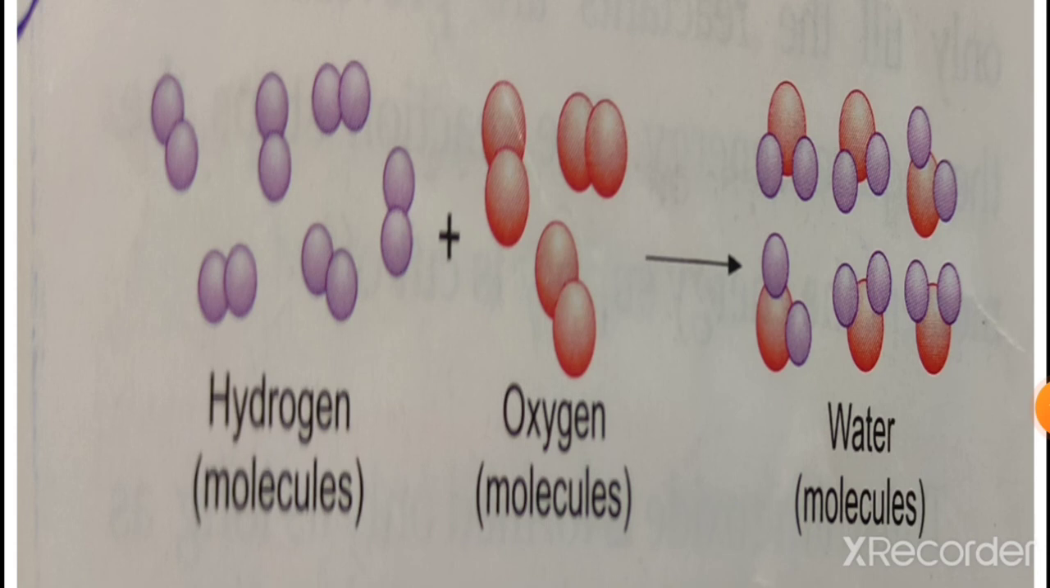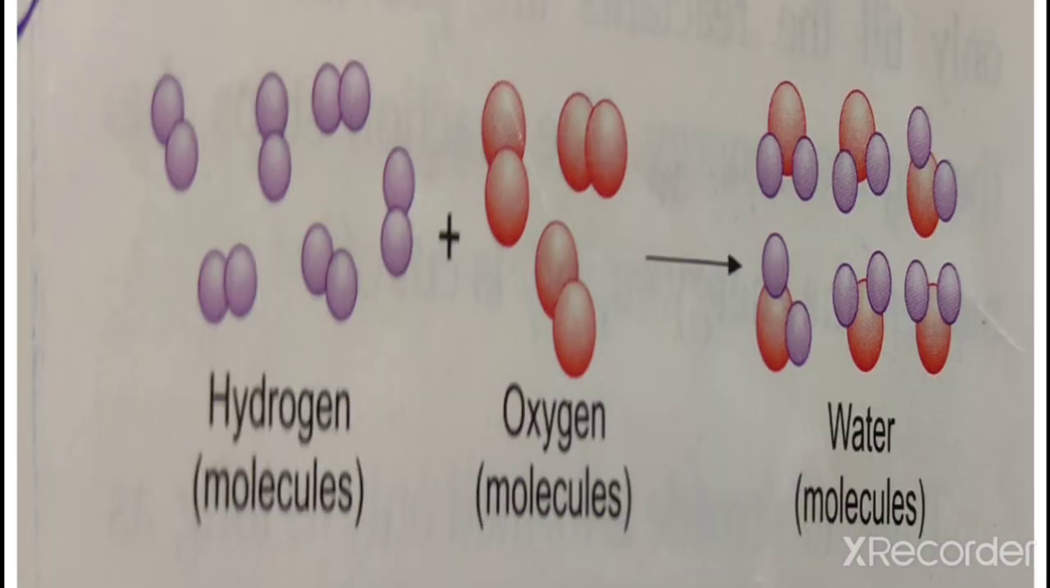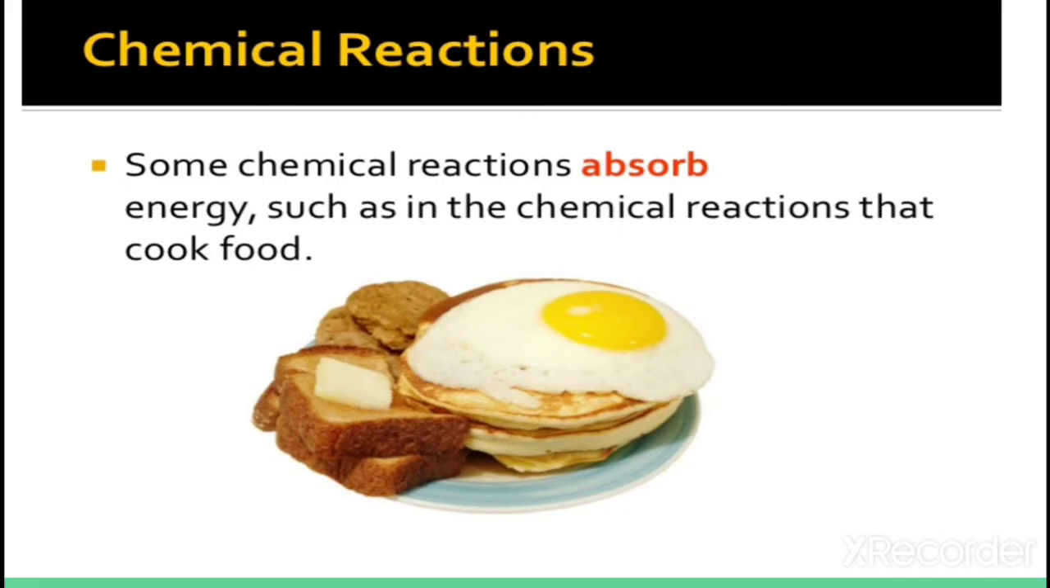Here I am giving another example of the law of conservation. Here you can see that 6 molecules of hydrogen and 3 molecules of oxygen combine to form 6 molecules of water. You can count that the number of atoms on the left side is equal to the number of atoms on the right side. That is, atoms are neither created nor destroyed, only rearranged.